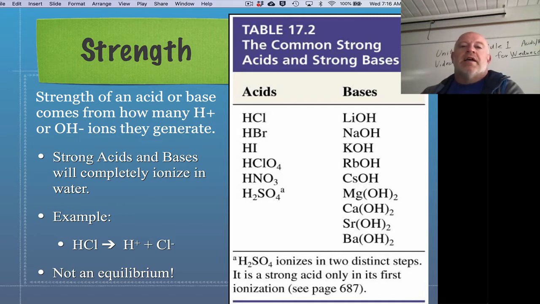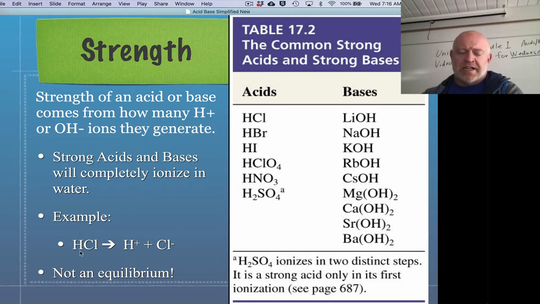Okay? And the reason why we identify this is because when we have what we consider strong acids and bases, they're going to completely ionize in water, which means, for example, like our hydrochloric acid here, it's considered a strong acid. When hydrochloric acid dissolves into water, it almost 100%, for our purposes we can say 100%, breaks apart into hydrogen ions and chloride ions, okay? None of it forms in equilibrium staying HCl, okay?